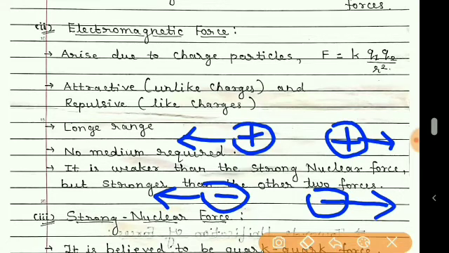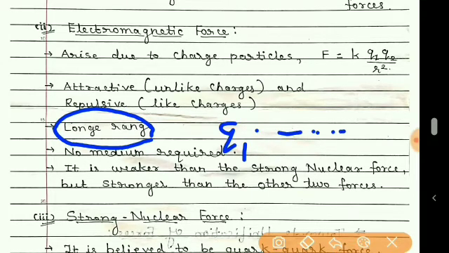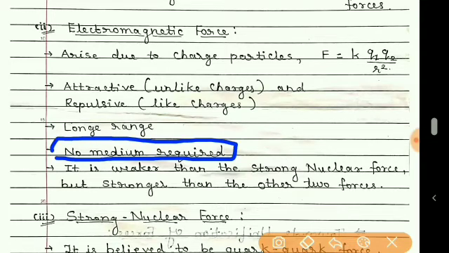Again, like the gravitational force, this force is also long range, meaning if the two charged particles are very far away from each other, this force still exists, but that force will be quite weak. Next point says that again no medium is required, as in the gravitational force. If there is a medium between the two charged particles, then the force will act. If there is no medium, then also the force will act.